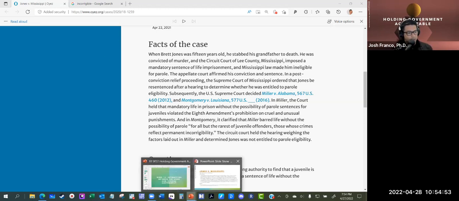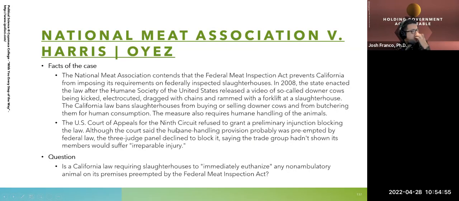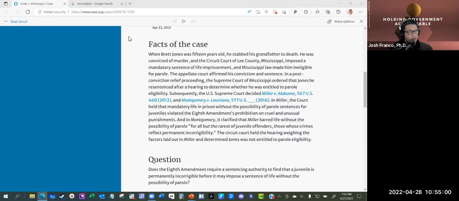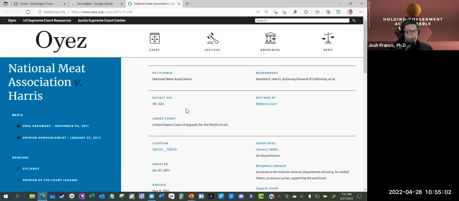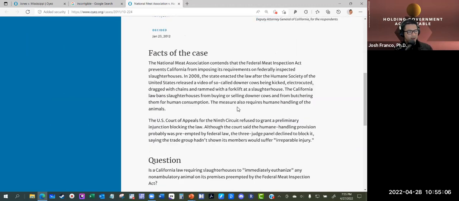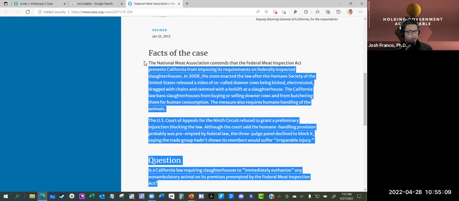Now let's give another example of this interaction between the state and the federal courts. I'm going to go ahead and open up this case, National Meat Association versus Harris. And I'll go ahead and have the facts of the case read to us.